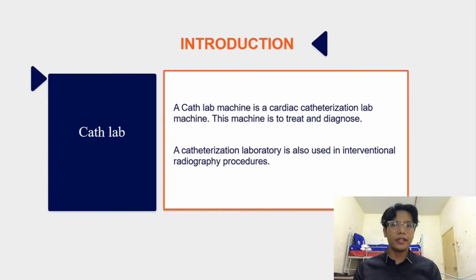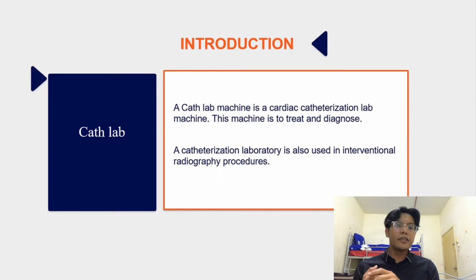And today I will present about the catheterization laboratory machine. For angiography, the cath lab is a cardiac catheterization laboratory machine. This machine is used to perform invasive diagnostic and sophisticated cardiac operations in order to diagnose and treat cardiovascular disease. A catheterization laboratory is also used in interventional radiography procedures, such as stenting, also known as angioplasty, at the artery and the chamber of the heart.